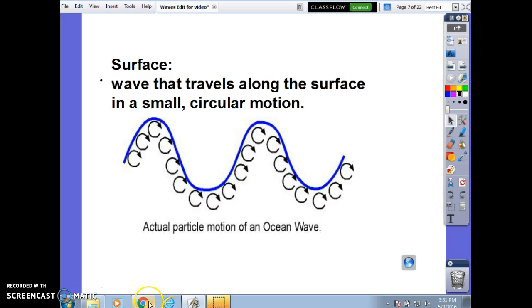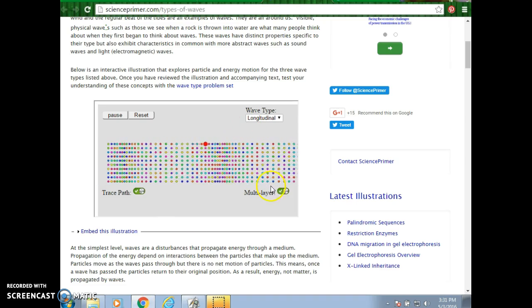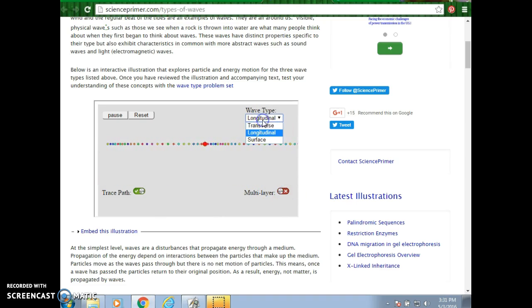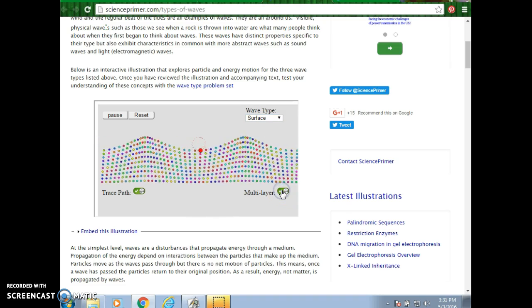So let's look at a little diagram over here of how surface waves work. The wave almost looks like a combination of transverse, which was up and down, and longitudinal, which was back and forth. And what it causes is this little molecule to move back and forth in a circle. That's exactly what's happening in a surface wave. Let's look at many layers of that. This should look very similar to what an ocean wave looks like.